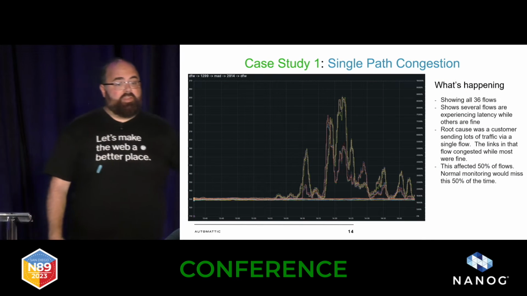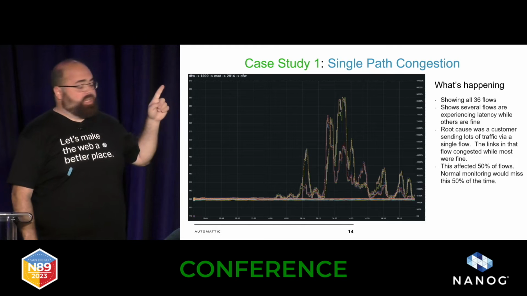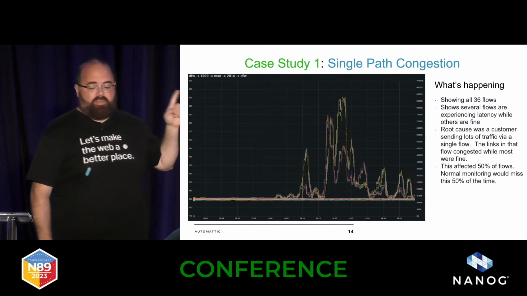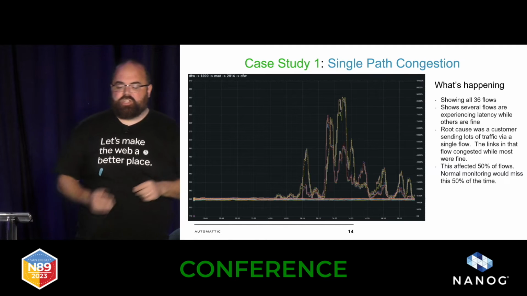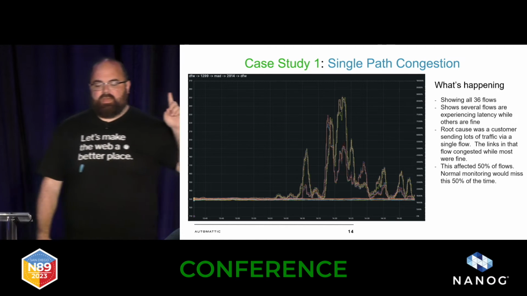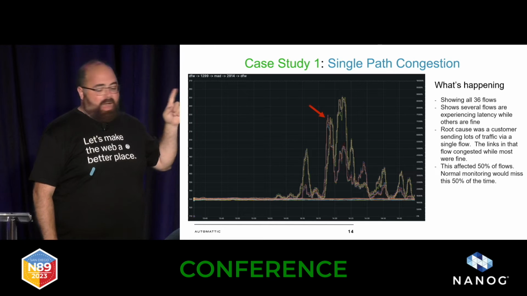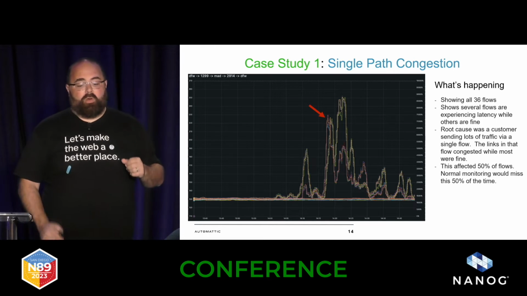And this is where it gets interesting. This is the same congestion, but now we're looking at individual flows. This is all 36 flows for this provider combination. And in this case, we can see that 50% of the flows are congesting, while the other 50% of the flows aren't.